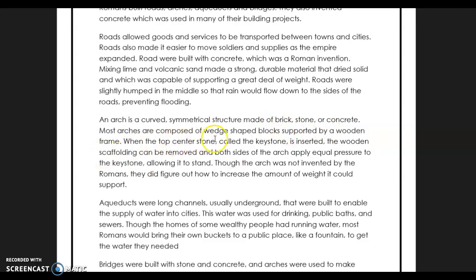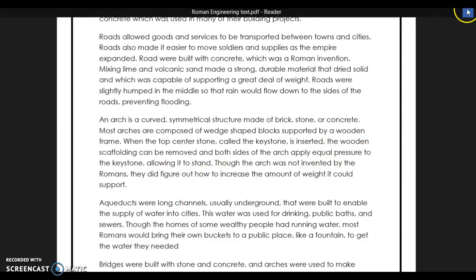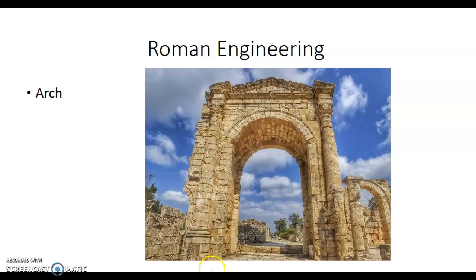Most arches are composed of wedge-shaped blocks supported by a wooden frame. When the top center stone, called the keystone, is inserted, the wooden scaffolding can be removed and both sides of the arch apply equal pressure to the keystone, allowing it to stand. I will show you a video how an arch is made. So they put wood here and wood here and wood here, and they start building, and then they remove the wood, so that the same amount of pressure is here and the same amount of pressure is on this side.